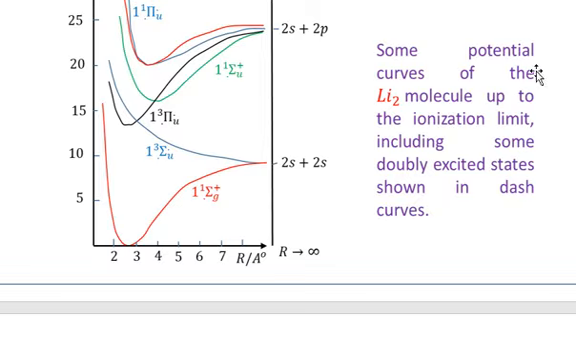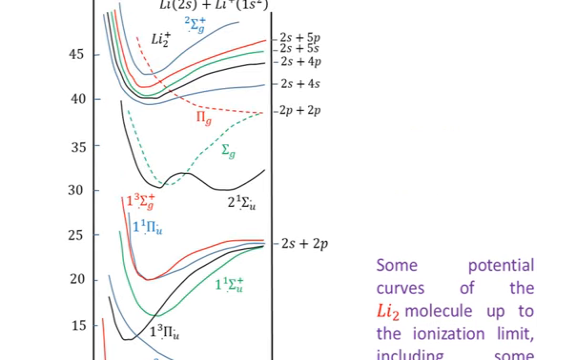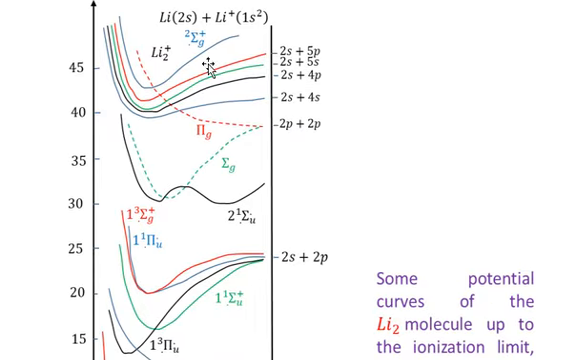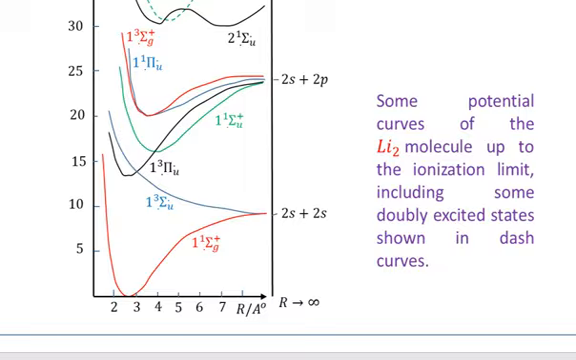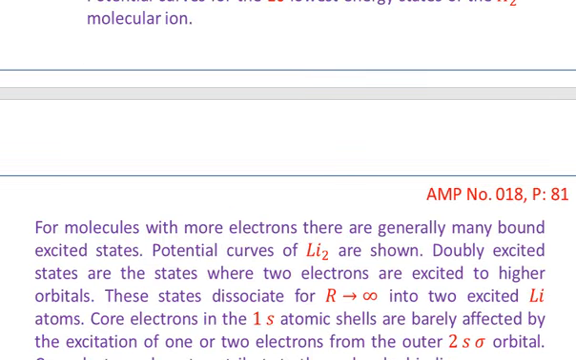So these are some potential energy curves of the lithium molecule up to the ionization limit, because at the top I have the ionization limit, and you can see that the lithium is ionized over here. The singly ionized atom is shown over here. So this is the ionization limit for the lithium diatomic molecule. These are some potential curves up to the ionization limit, including some doubly excited states shown in the dashed curves.